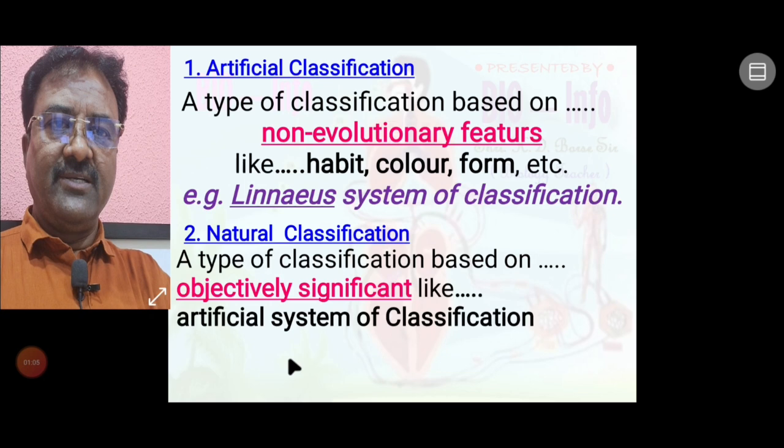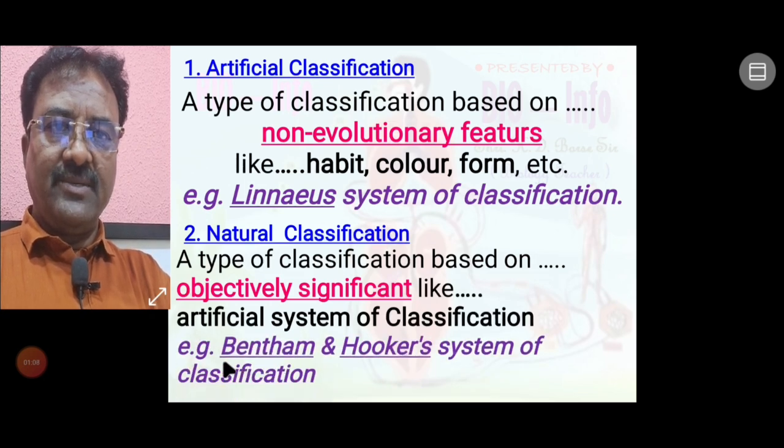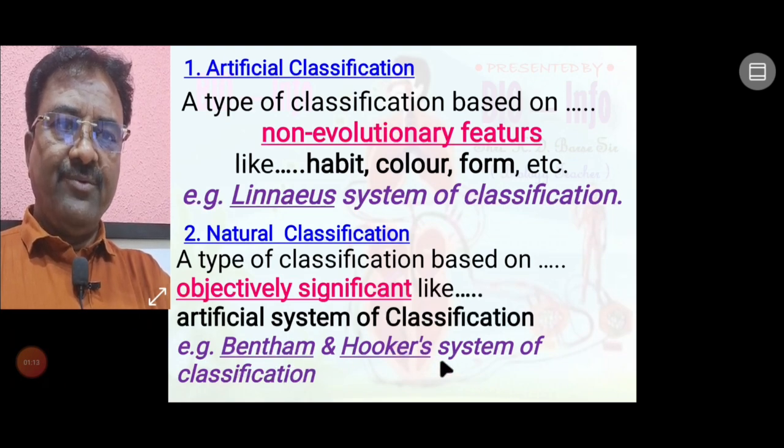Such natural classification was proposed by Bentham and Hooker, so it is called Bentham and Hooker's system of classification. Why is natural classification called Bentham and Hooker's system of classification? Because natural classification was proposed by Bentham and Hooker. Up to this we learned artificial classification and natural classification.